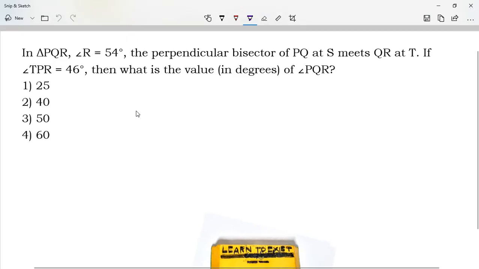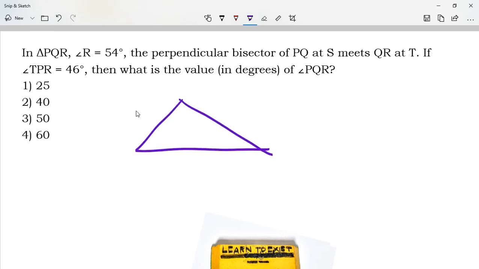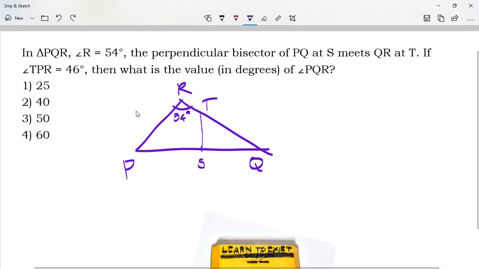18th question, again a geometry question. We have a triangle again, so I'm going to draw this triangle. So this is P and this is Q and this is R, and this angle is 54 degrees. Okay, and the perpendicular bisector of PQ at S, so this is the midpoint of PQ and the perpendicular bisector is this one, and this meets QR at T. Okay, and the TPR value is given as 46 degrees. This is 46 degrees.